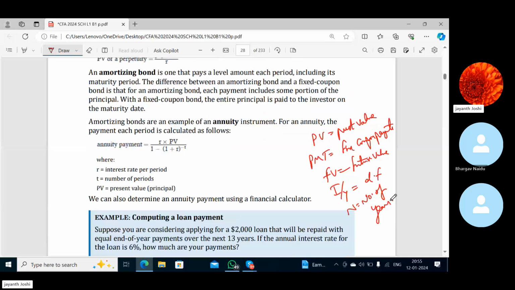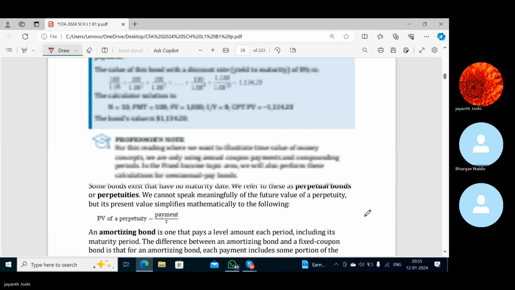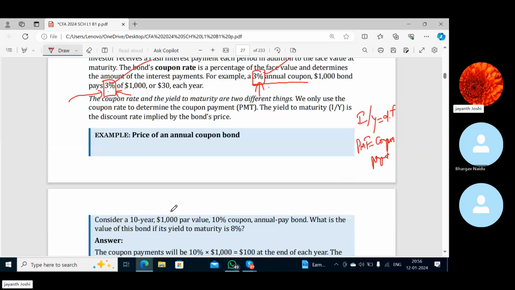Okay, so I have explained everything. Basically, what they ask in the question, the data depends upon that, and accordingly you can find the answer. Now the question goes this way. Consider a 10-year $1,000 par value bond. Okay, so N is equal to 10. FV is equal to $1,000. This is always the amount which the company would pay in the future. This is the liability for the company. The coupon rate is 10%. The discount factor is the yield to maturity, that is I/Y is equal to 8%.